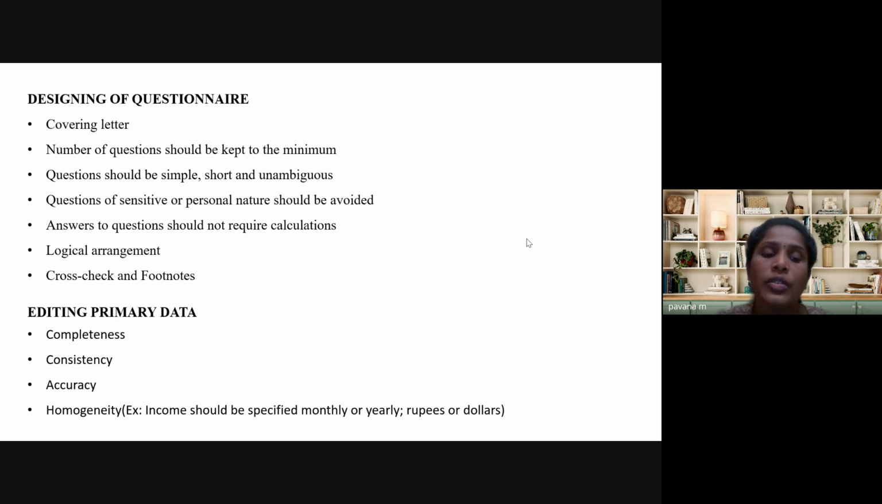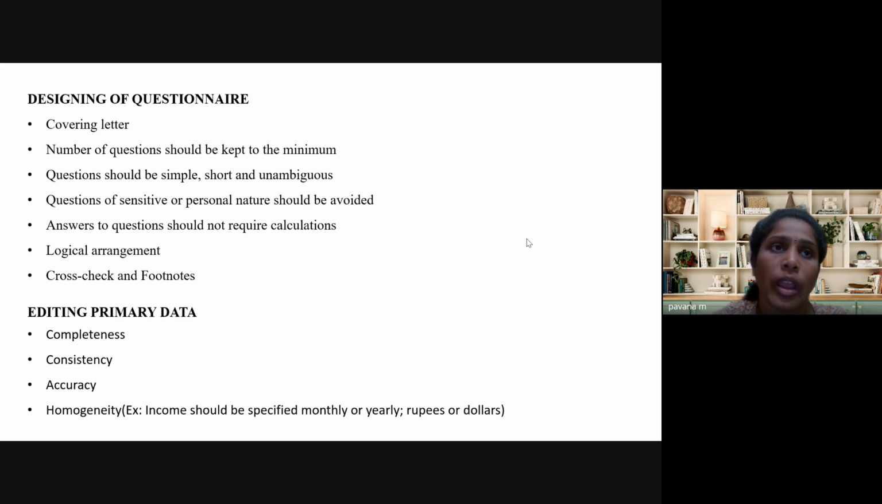And next one, answers to questions should not require calculations. For some types of questions you may need calculations, but that type of questions must be avoided. If necessary you can include one or two, but not many, because calculation will frustrate the persons, or they will hesitate to give answers. So to avoid that situation, we have to avoid questions where calculations are required.